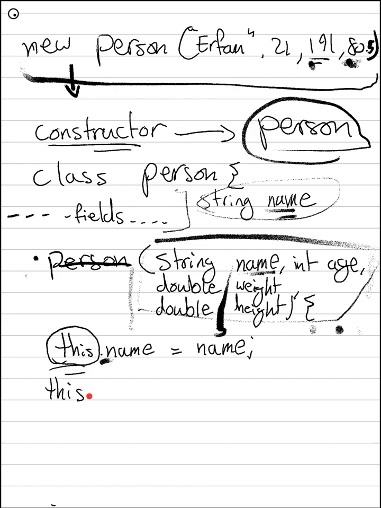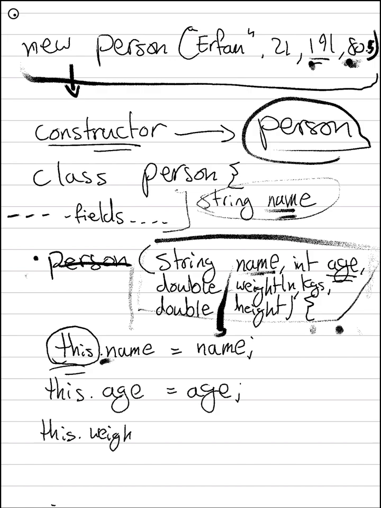So if we want to talk about this person's age, it's going to take in this age. And just so you know, this can be a different name. If we say weight in kilos, we could write this person's weight, because we haven't changed the fields part. So this person's weight is weight in kilos.